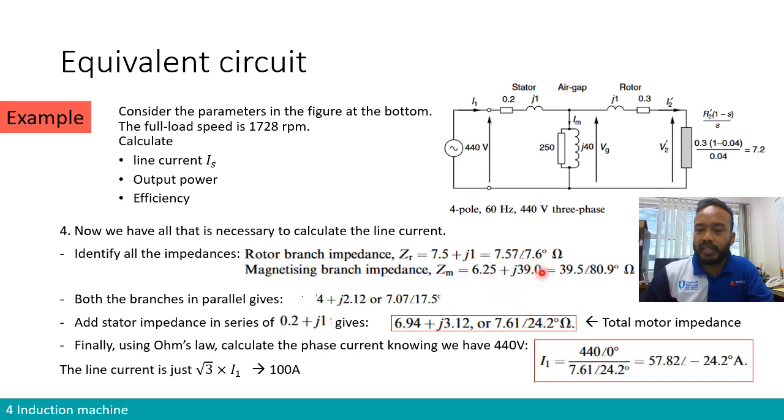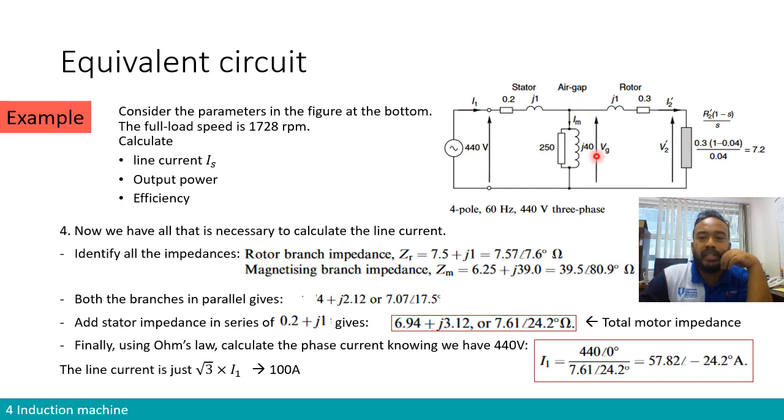Here there's a mistake in the value. It should be that the resistor over here is 6.25 and the reactance is J39. This is a wrong value that I put on the circuit diagram. Okay, so this is ZR, the impedance for the rotor branch. This is ZM, the impedance for the magnetizing or air gap branch. Both of them are in parallel.